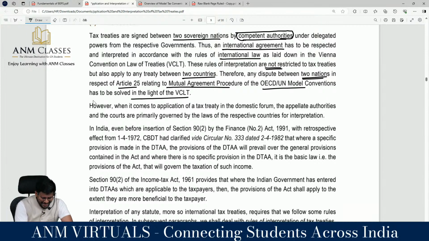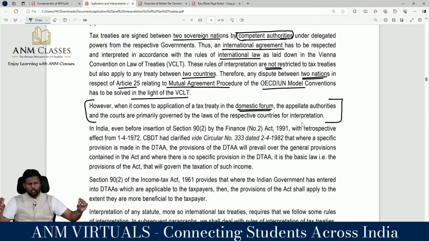However, when it comes to the application of any treaty in the domestic forum, the appellate authority and the court are primarily governed by the law of the respective country for interpretation. Very important point: even though we have entered into a double taxation avoidance agreement, the High Court and Supreme Court have no need to see the double taxation avoidance agreement to interpret the law. They have to basically see the domestic law. For them, the domestic law is the hero and not the double taxation avoidance agreement. That doesn't mean that the double taxation avoidance agreement has to be ignored, but the main thing the court has to take is the domestic law.